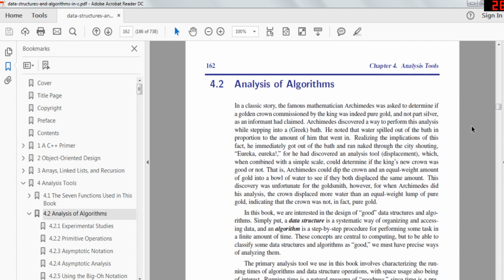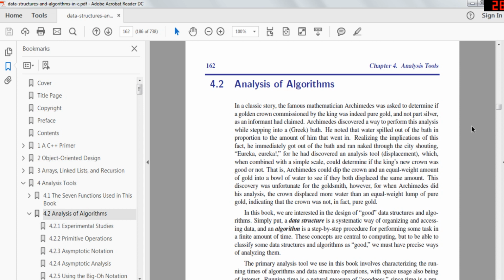Archimedes discovered a way to perform this analysis by stepping in a bath. He noticed that the water spilled out of the bath in proportion to the amount of him that went in. Realizing the implications, he immediately got out of the bath and ran naked throughout the city, shouting "Eureka!" For he had discovered an analysis tool, displacement, which when combined with a simple scale could determine if the king's crown was good or not. That is, Archimedes could dip the crown and an equal weight of gold into a bowl of water to see if they both displace the same amount.